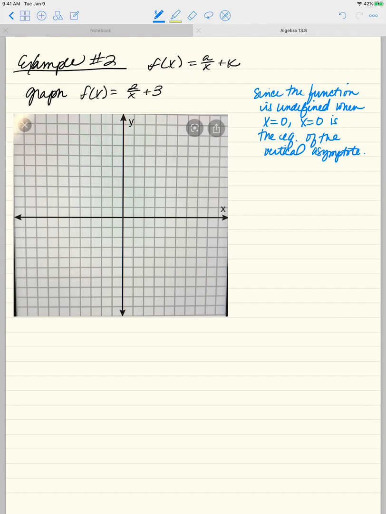Okay, so we figured out when it's undefined. Now we're going to go ahead and make a table of some ordered pairs. X, and we have f of x is equal to 2 over x plus 3. I'm going to choose the same x values as we did before.